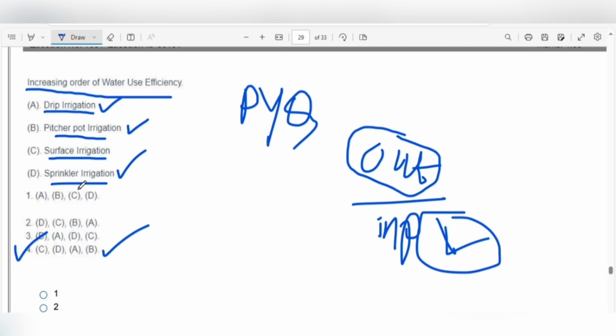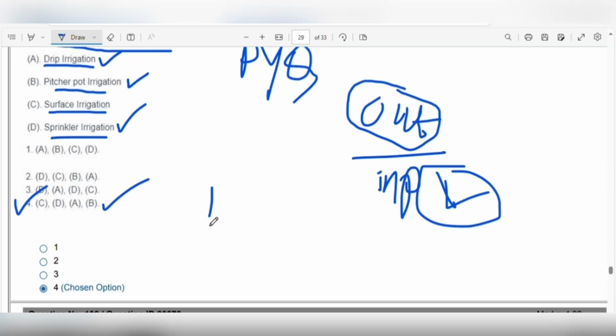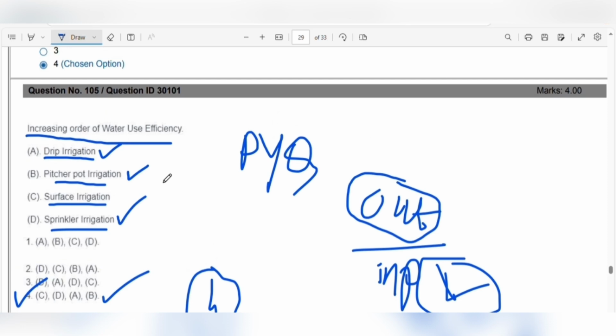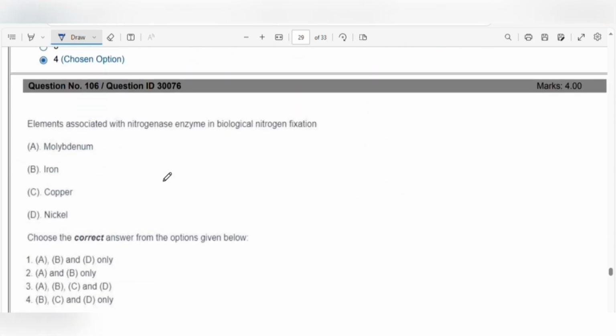But still it has the highest water use efficiency, because the input of water is so less, the value of the efficiency increases. All right, so option 4 will be the correct answer. This is a very easy question and it has been asked thrice in the previous 3 years. So you should know this question anyhow. So let's move on to the next question.